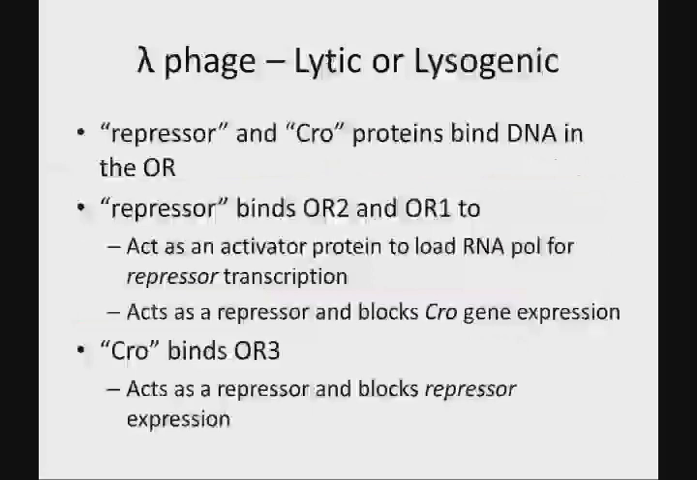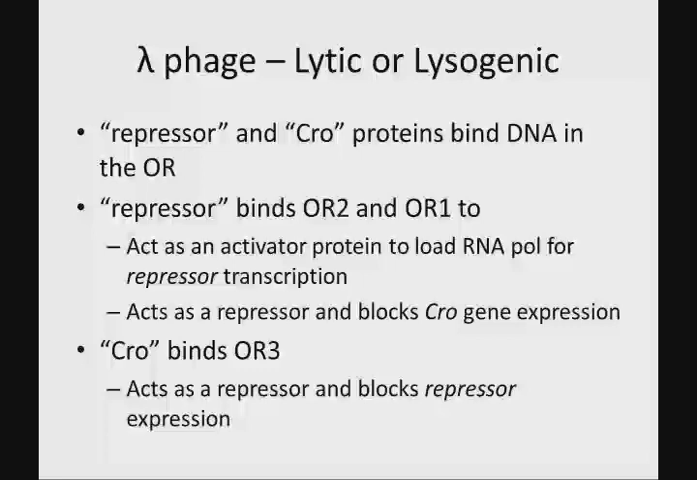So repressor and CRO proteins bind to the DNA in the operator region. So repressor is the name of a protein. It binds to operator region 2 and 1, and it represses transcription of CRO. So it represses, you want to think about it as repressing the virulence. So the bacteria look fine and healthy, but what it's doing is repressing the expression of the CRO gene. It also acts as an activator protein for its own transcription, which is in the opposite direction.